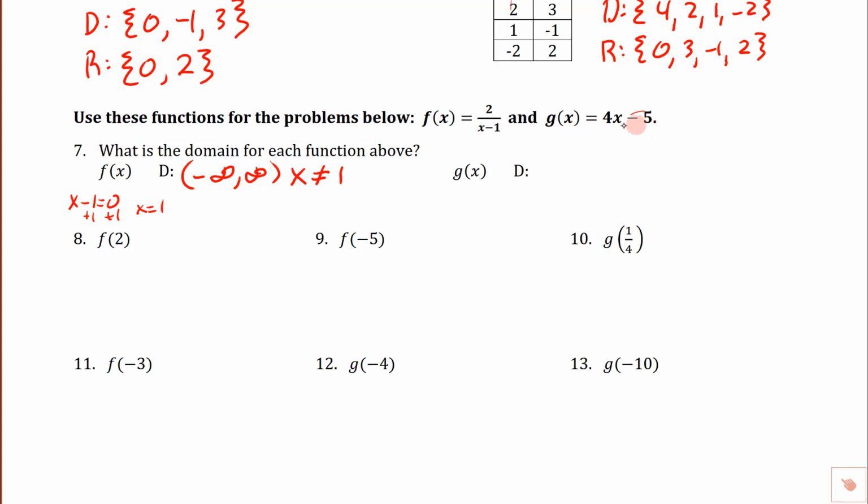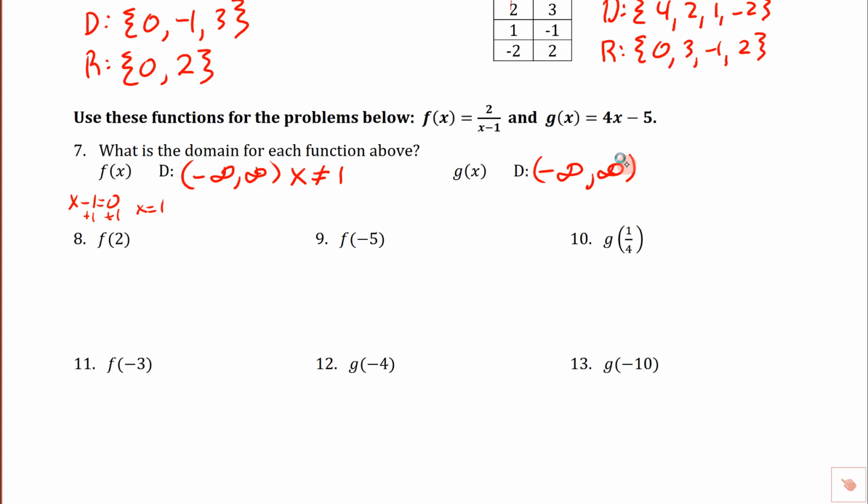And then the domain for this function g of x, there's no division in here, there's no even roots, so we can plug in anything we want. So the way we say that is we can just say that it goes from -infinity to infinity. Again, occasionally, I think we mentioned this before, some people will say that this is all real numbers. You can plug in any number that you want. That's another way of saying the same thing.